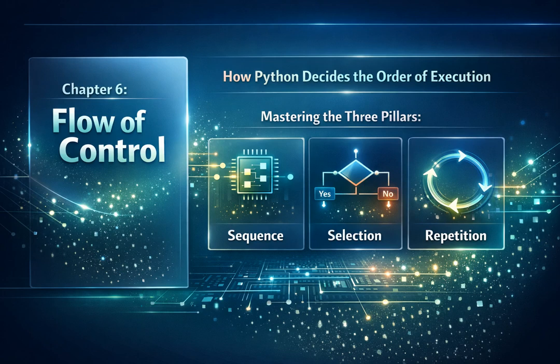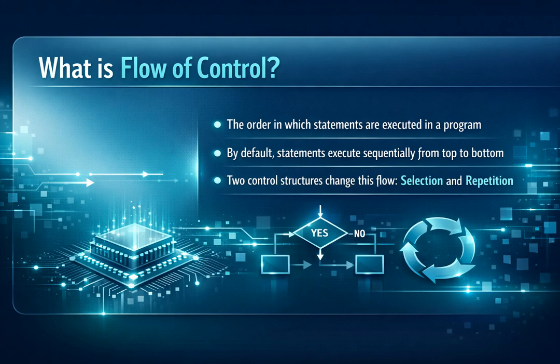So far, our programs have executed line by line from top to bottom. In this chapter, we learn how to make programs branch based on conditions and repeat actions using loops. The flow of control refers to the order in which statements in a program are executed. By default, Python follows sequential execution, one statement after another. But real-world problems often require decisions and repetition, so Python provides two powerful control structures for this.